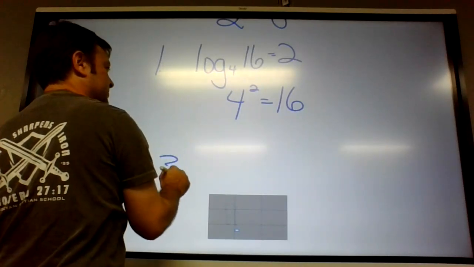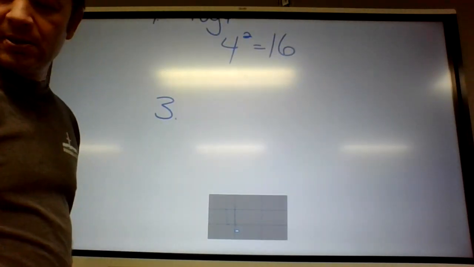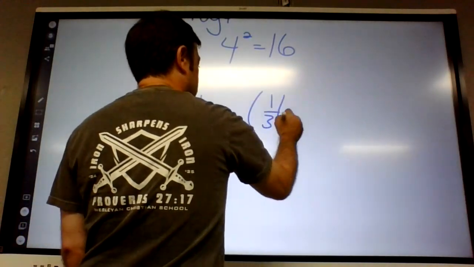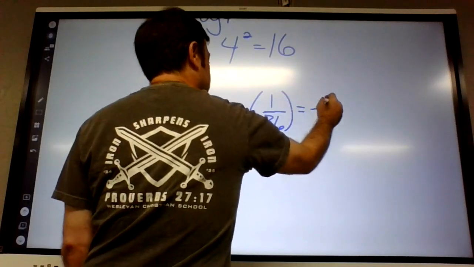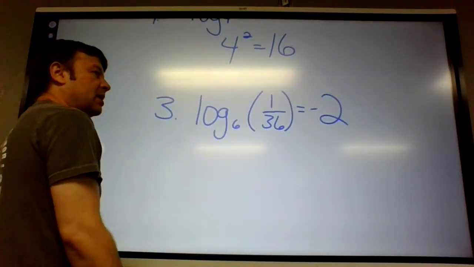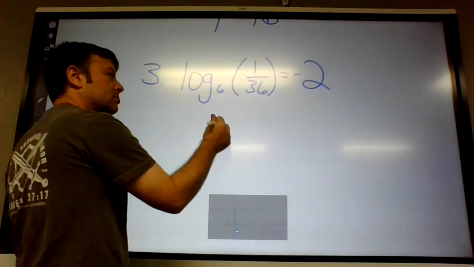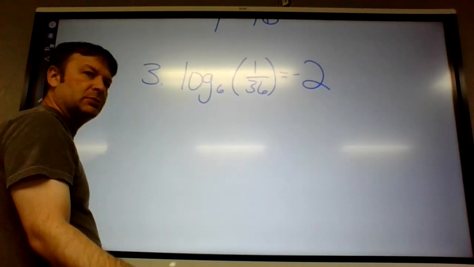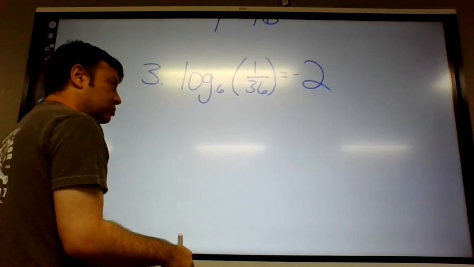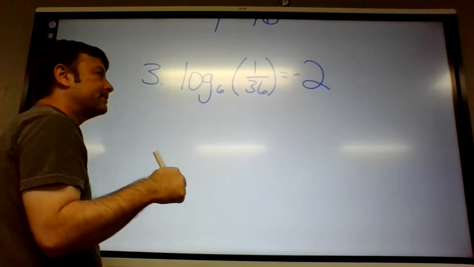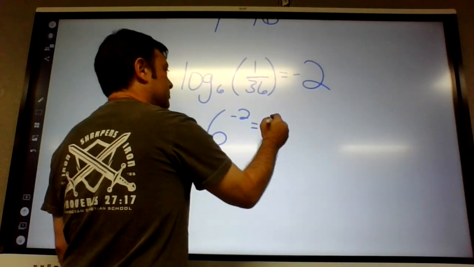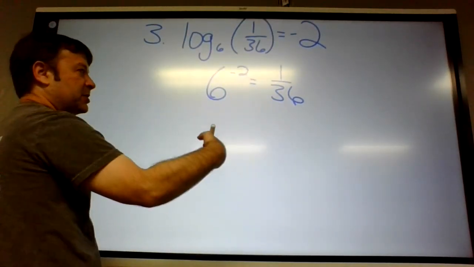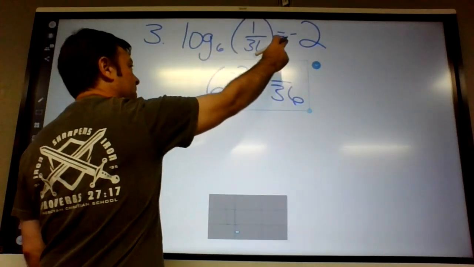Never mind. Number 3. How about this one? Somebody besides Hope. Eli, you know what this one would be? Grant. 6 to the -2. So you go the first and then the last and the middle. A, C, B. 6 to the -2 equals 1/3.